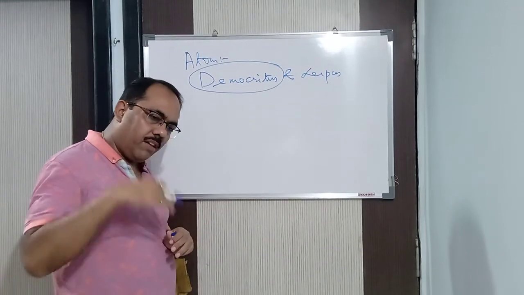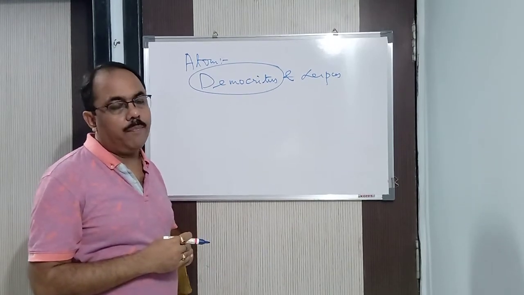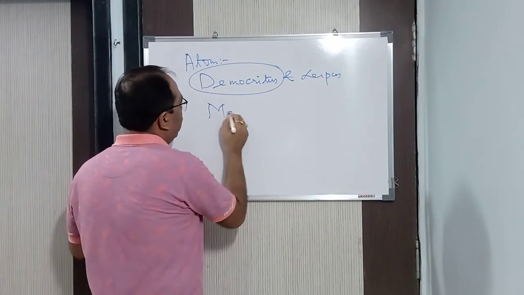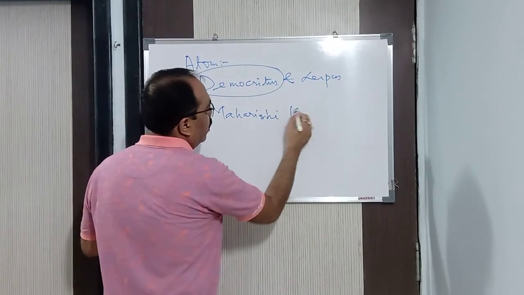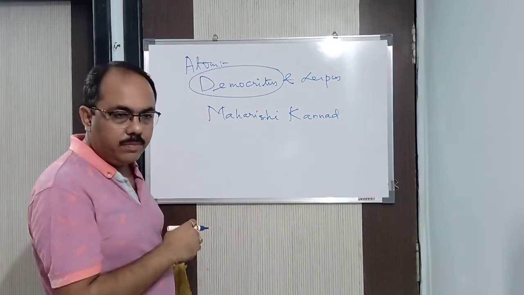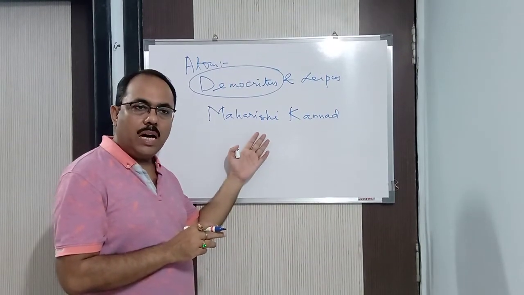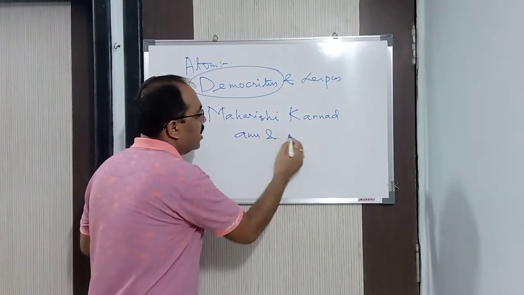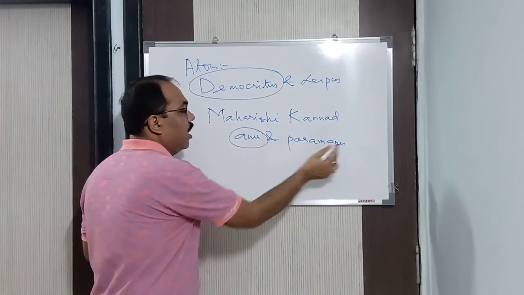Before Democritus also, it was discovered long back in India by Maharishi Kannad. Maharishi Kannad discovered the atom long back in India, in some BC. How do we come to know? Because in our Vedas, it has been mentioned about Maharishi Kannad, and about Anu and Parmanu. Now, what is Anu and Parmanu? Anu is a molecule and Parmanu is an atom.